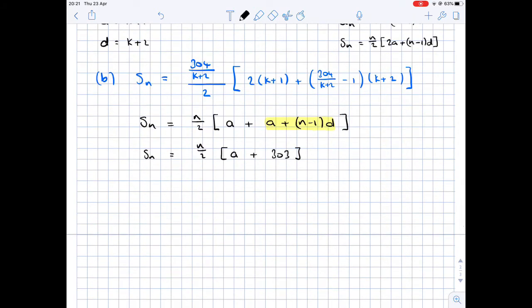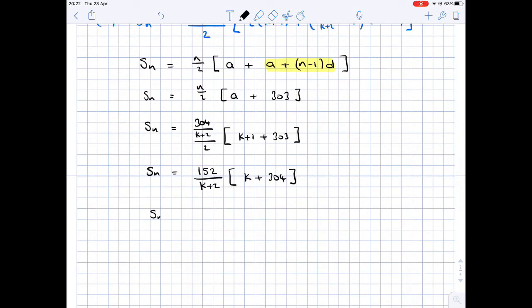Now, this is much more manageable. So Sn equals 304 over k plus 2, all over 2, times k plus 1 plus 303. Continuing to simplify, well, 304 divided by 2 is 152 over k plus 2, and inside the bracket we have k plus 304.